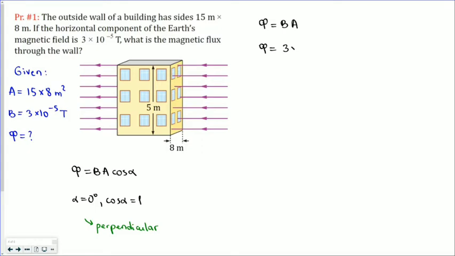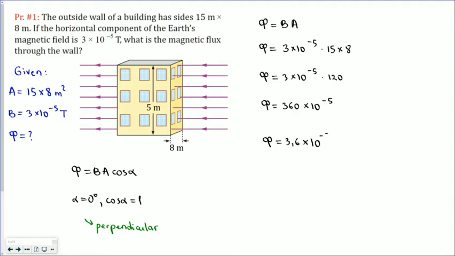The magnetic field of the Earth is 3 × 10^-5 times the area of the wall, 15 by 8. And the flux is 3 × 10^-5 multiplied by 120 meters squared. The flux is equal to 360 × 10^-5, and we can write it in this form: 3.6 × 10^-3. The unit for the flux is Weber. So this is the answer.